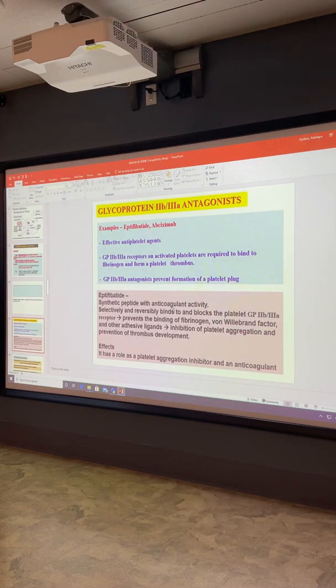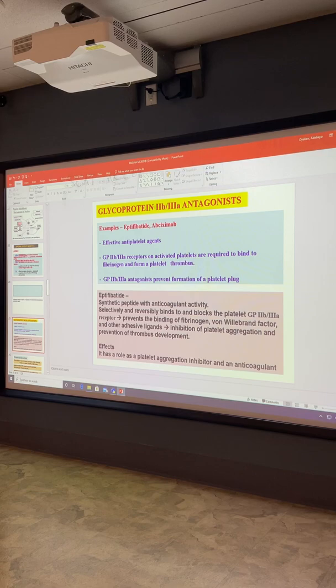Thank you. Now, let me talk about the GP2B3A receptor antagonists. The two examples I have are eptifibatide and abciximab. These are effective antiplatelet agents. You know that GP2B3A receptors are on the surface of activated platelets, and that receptor is required to bind fibrinogen and form a platelet thrombus. Because you do not want that thrombus to form, you have to antagonize that receptor. So the antagonists, when you give them, will prevent the formation of a platelet plug.